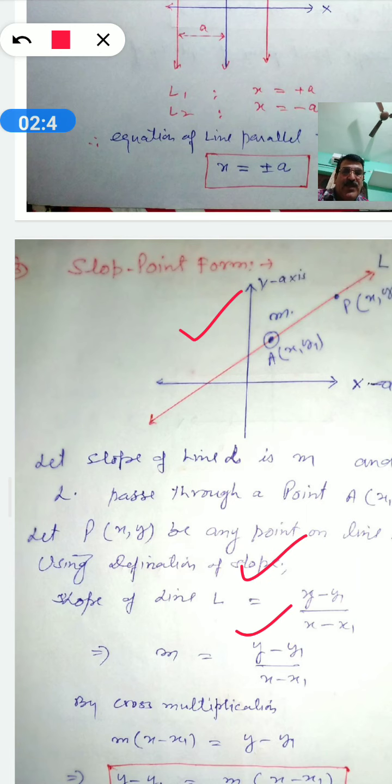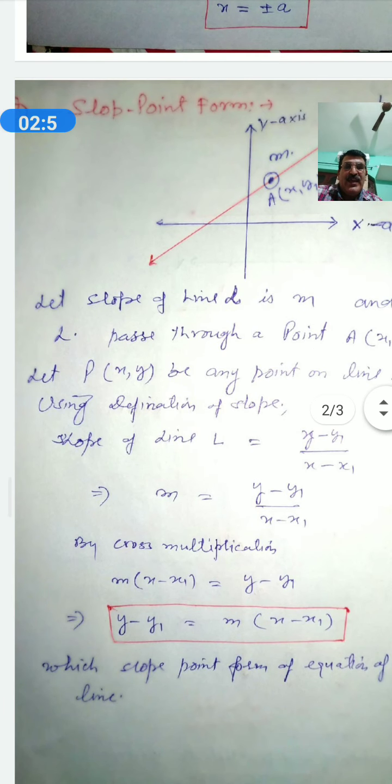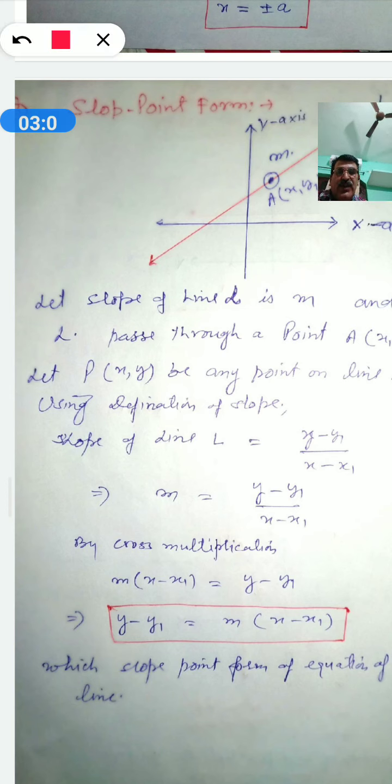When we cross multiply it, m is equal to y minus y1 over x minus x1, cross multiply it, and then we will get equation of line as y minus y1 is equal to m into x minus x1, which is the equation of line passing through a point x1, y1 having slope m. So this is the third type of equation of line.